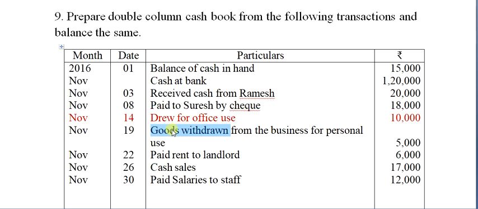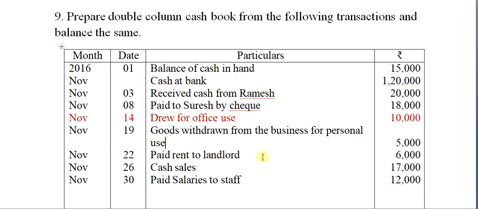Only cash transactions can be recorded in which book? In the double column cash book. See here, goods withdrawn is given. So here cash withdrawn we can consider as drawings. Now also it is drawings, but it is related with the goods. It is not related with the cash here, my dear students. So ignore this amount of rupees 5,000, my dear students.